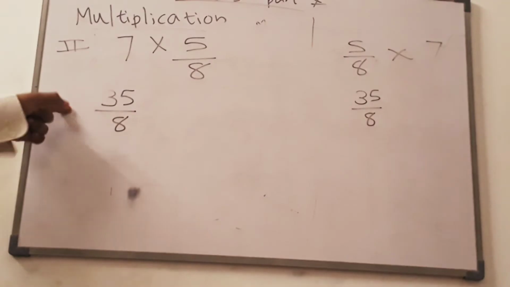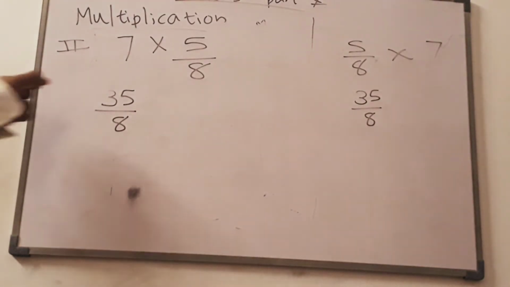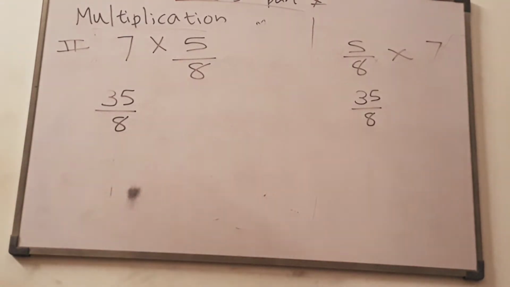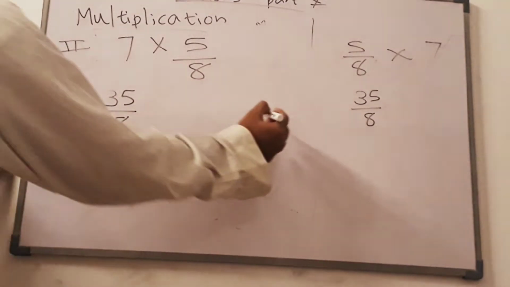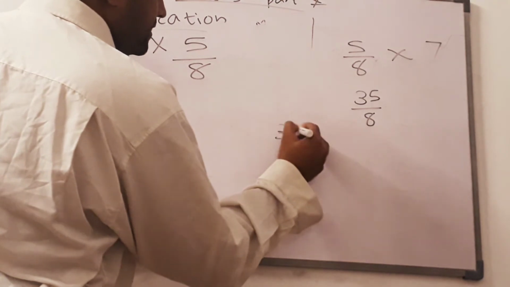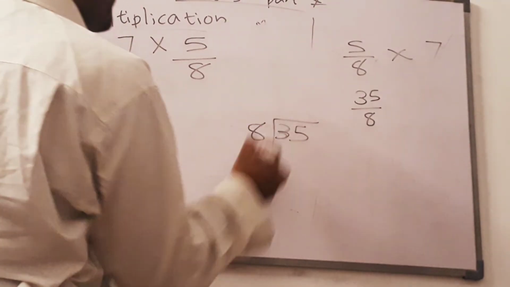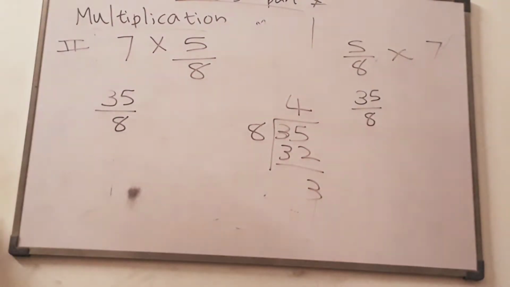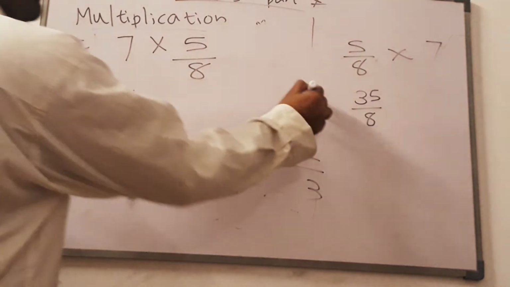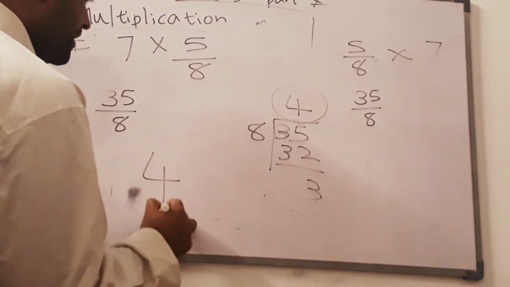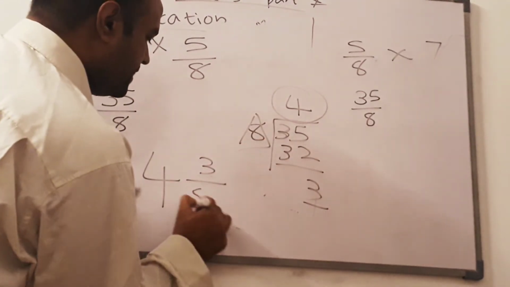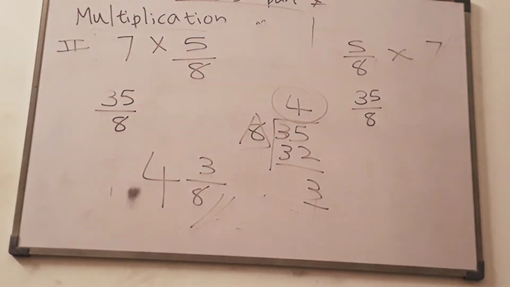Now this is our final answer, but it is not a proper fraction. It is an improper fraction, so we can't keep the answer as an improper fraction. Hence we have to convert it into a mixed number by dividing 35 by the denominator. 8 times 4 is 32. The remainder is 3. So 4 is the whole number, the remainder acts like the numerator, and the divisor acts like the denominator. So this is the answer. Here also, this is the answer.